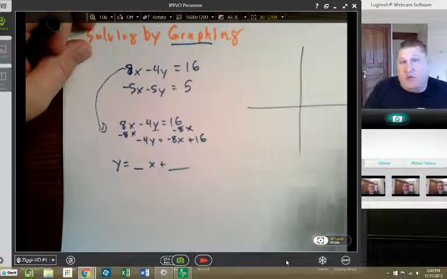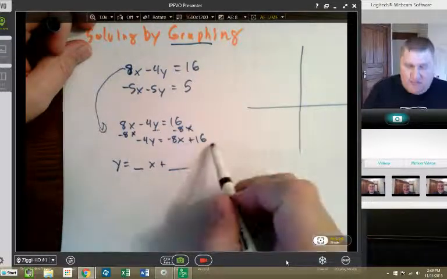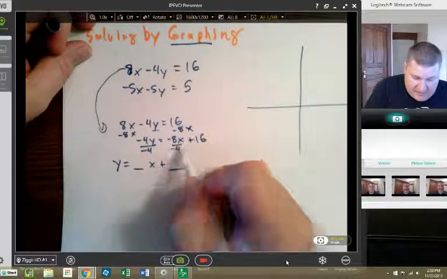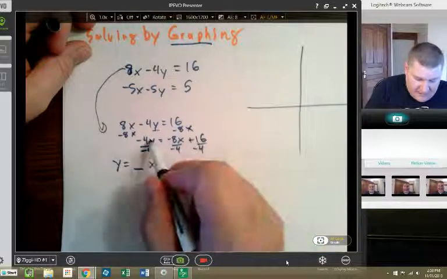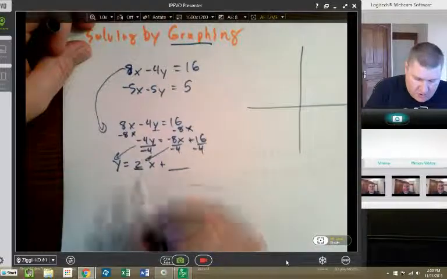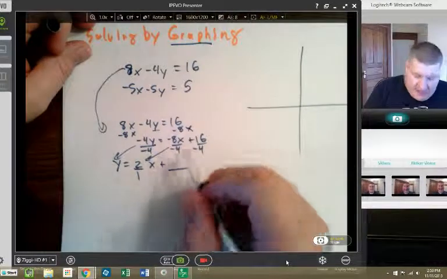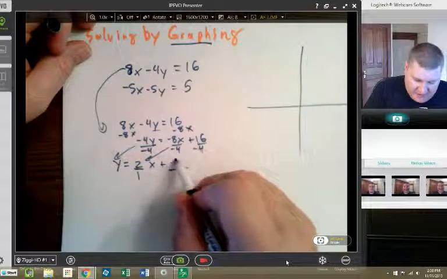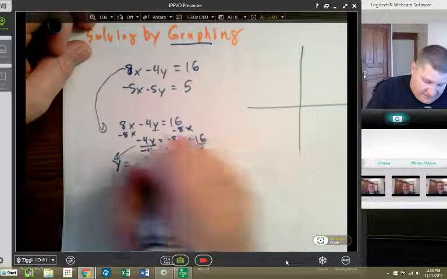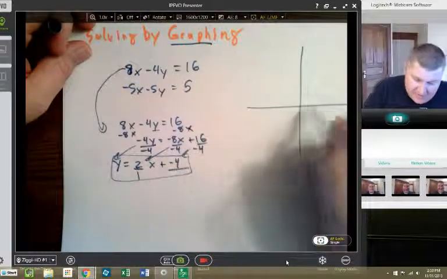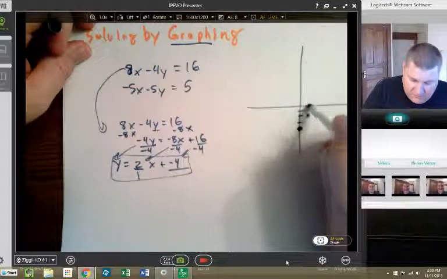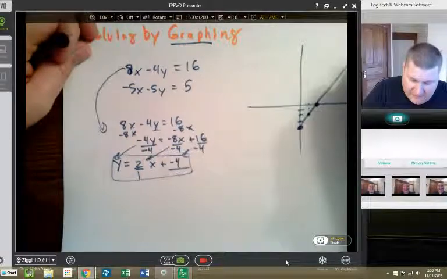So now I have negative 4y equals negative 8x plus 16. At this point, I'm almost there because I have something x plus a number, but I have this negative 4 in the way. So I'm going to divide everything by negative 4. If I do that, I get 1y equals 2 over 1 x, and 16 over negative 4 is negative 4. So now I can come over here and graph it. By graphing this equation right here, I can say 1, 2, 3, 4, and go up 2 over 1, 2 over 1. And I can graph this equation.